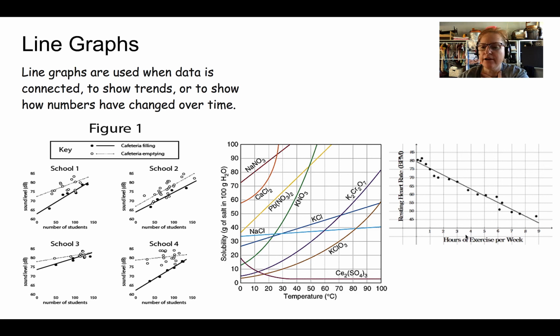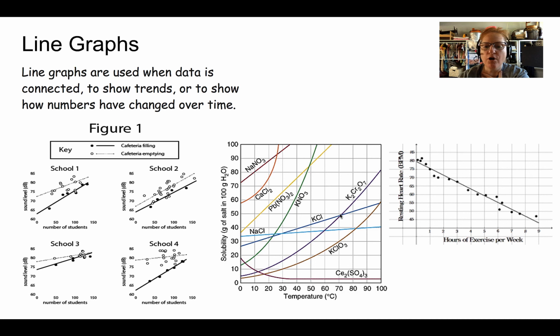We have this one right here. This one shows the relationship that as you increase the number of hours that you exercise per week, that may have an impact on your resting heart rate. So if you exercise 1 hour per week, your resting heart rate might be somewhere around 75. Then as you increase the number of hours of exercise that you do per week, this is indicating that your resting heart rate may decrease.